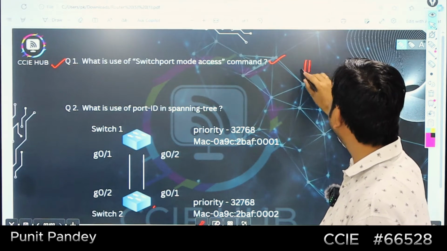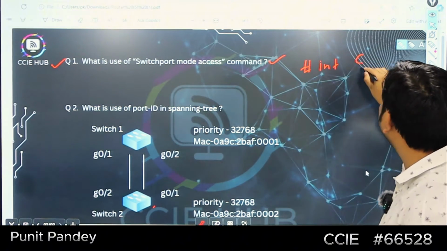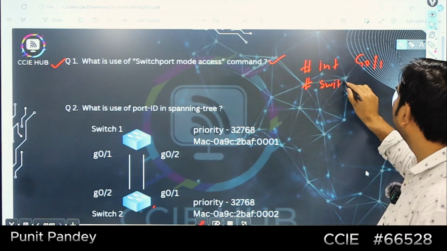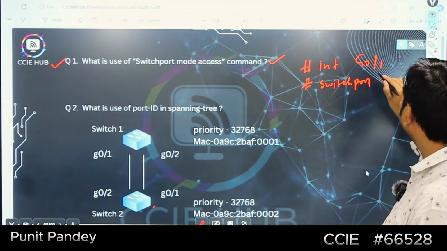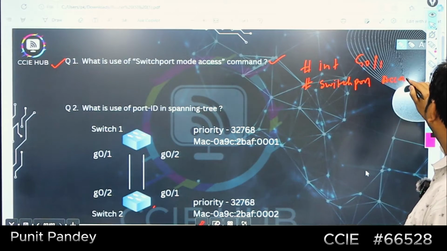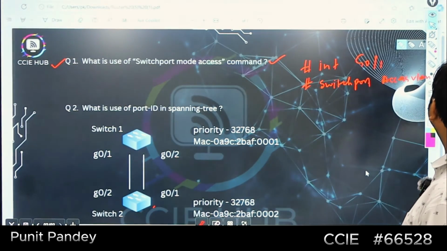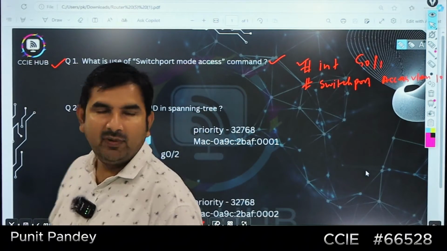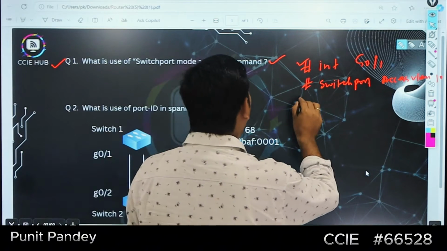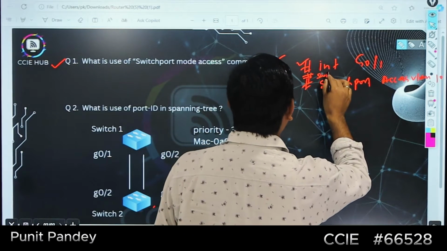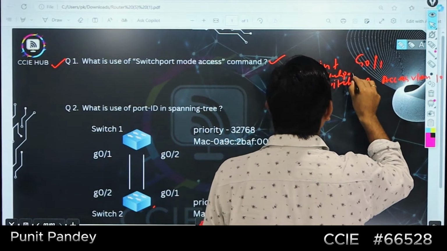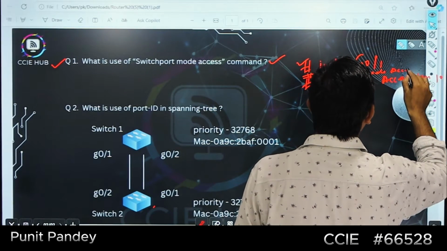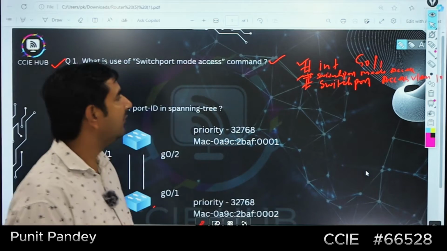But my question is, suppose there is an interface, I am going to execute the same command, interface G0/1, and I am just going to use switch port access VLAN and the VLAN number, suppose VLAN number is 10. So what will happen in that case? This port is also going to become a member of VLAN 10. So why is the switch port mode access command required? What is the purpose of this command? If I'm not going to use this command, then still this port is going to become a member of VLAN 10. So why do we need to use the switch port mode access command?